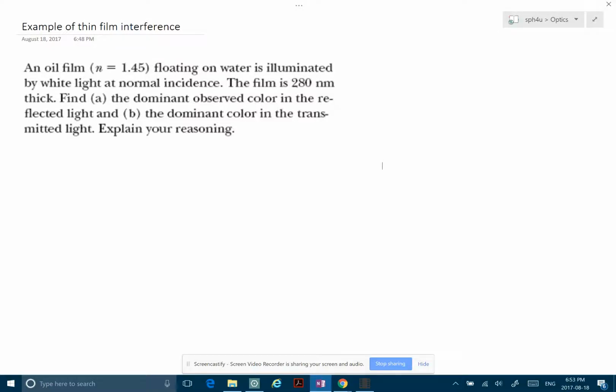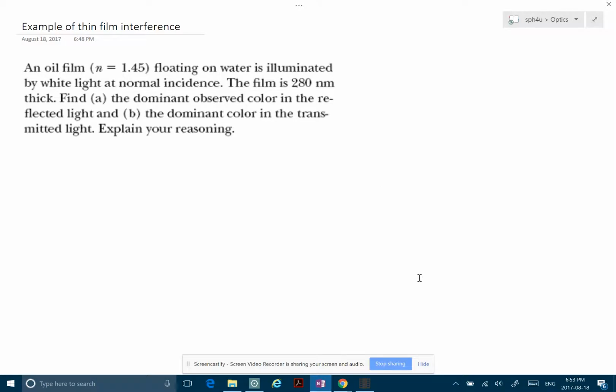Here is an example of a thin film interference problem. So let's read it together. An oil film with an index of refraction of 1.45 floating on water is illuminated by white light at normal incidence. The film is 280 nanometers thick, and we want to find the dominant observed color in the reflected light and the dominant color in the transmitted light, and we have to explain our reasoning.